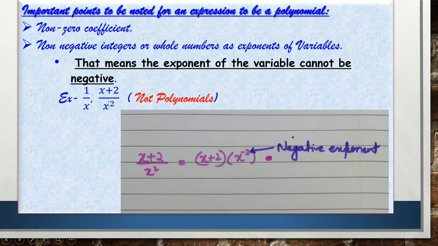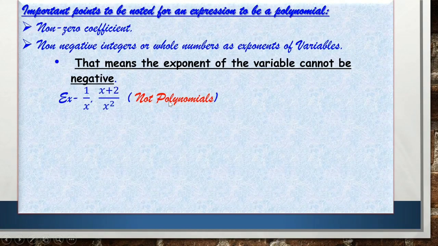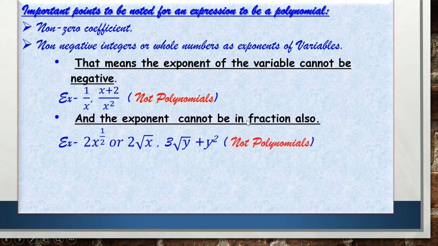In this one also, since x square is in the denominator, if we write it in the numerator it becomes x to the power minus 2. That is again not a polynomial. It is not satisfying the definition of polynomial. So we will say that these are not polynomials. And the exponent cannot be a fraction also. The power on the variable cannot be a fraction. So if you get terms like 2 root x or 3 root y plus y square, this is also not a polynomial. These three points we need to keep in mind when checking whether the given expression is a polynomial or not.